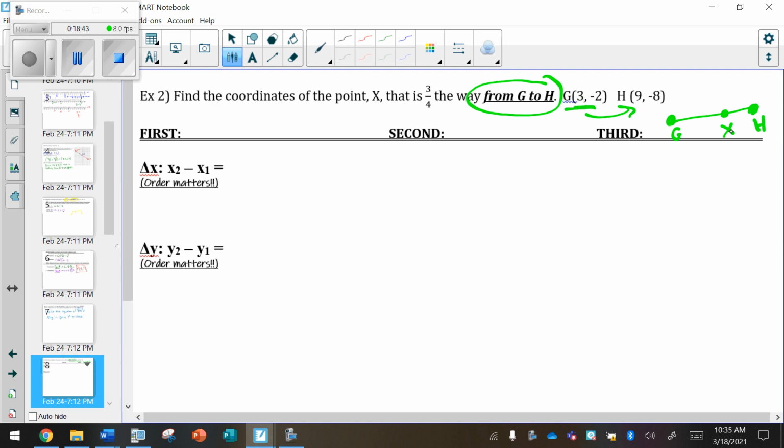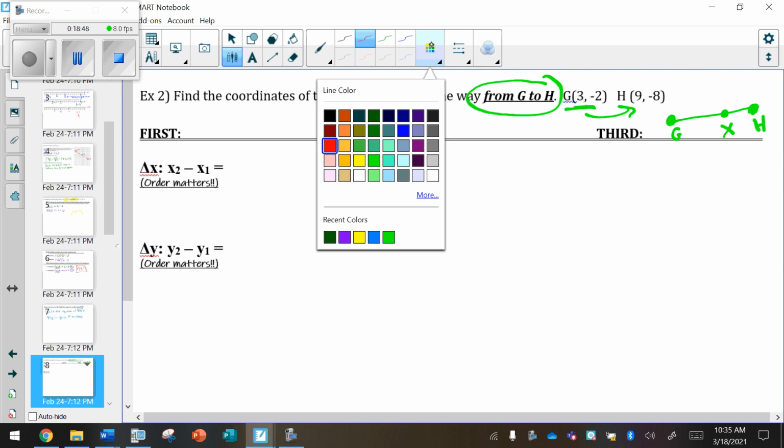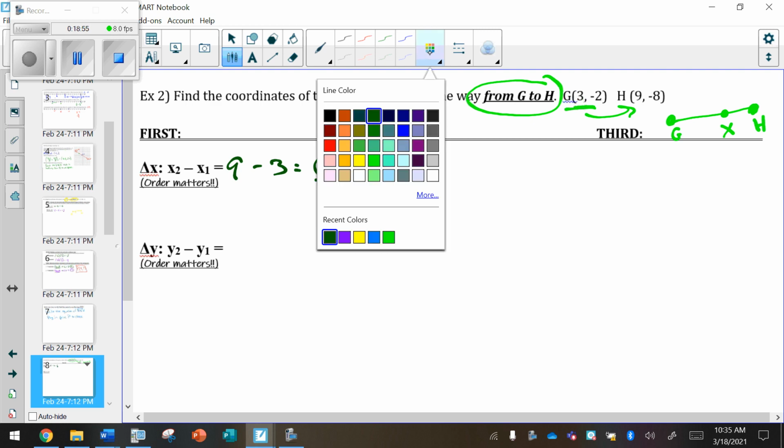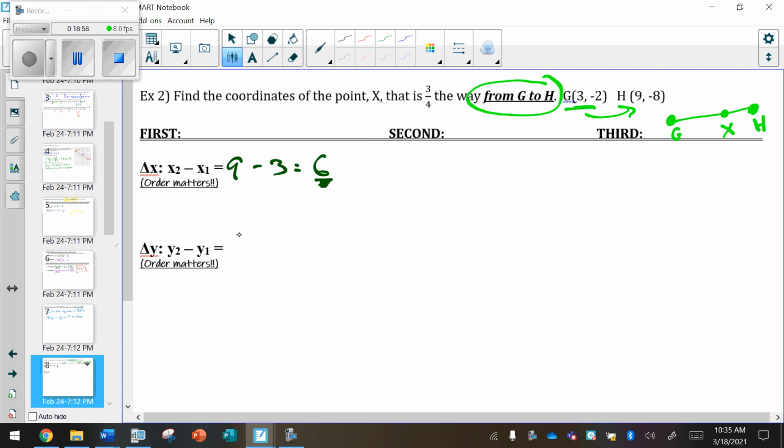All right, so first things first, x2 minus x1, that would be a 9 minus 3, so a horizontal change of 6. And for our y values, it would be -8 minus -3. I'm sorry, that's a 2. I thought something was a little off. -8 minus -2, giving us -8 plus 2, or -6.